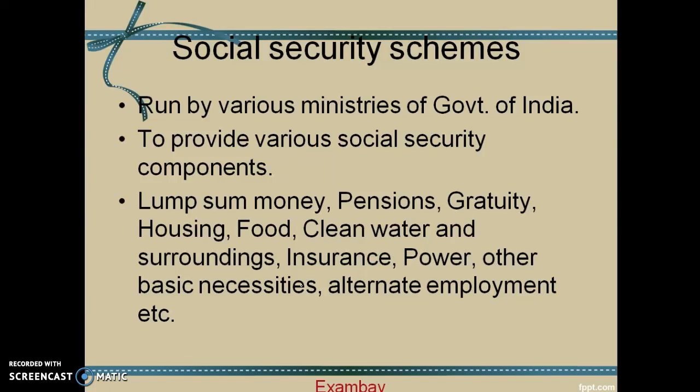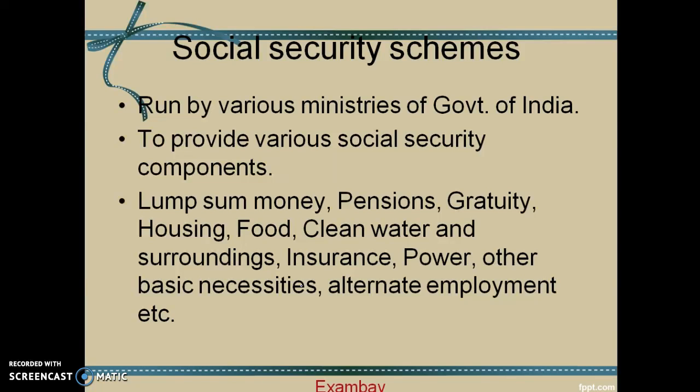So they make certain schemes to target certain beneficiaries. Like the Ministry of Rural Development will target people of our country, citizens who are residing in villages or semi-urban areas, or say rural areas, right? And the Agriculture Ministry also makes certain schemes.